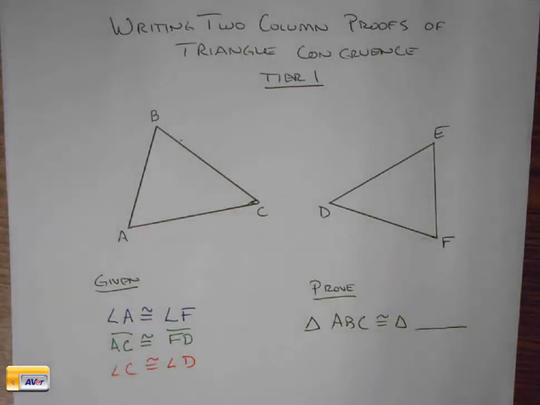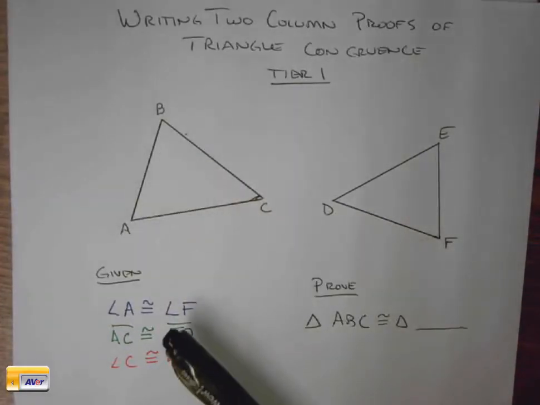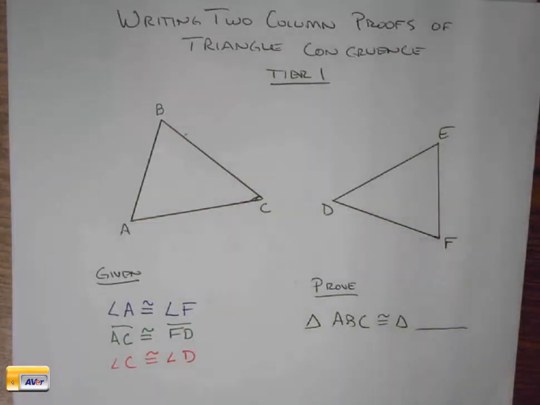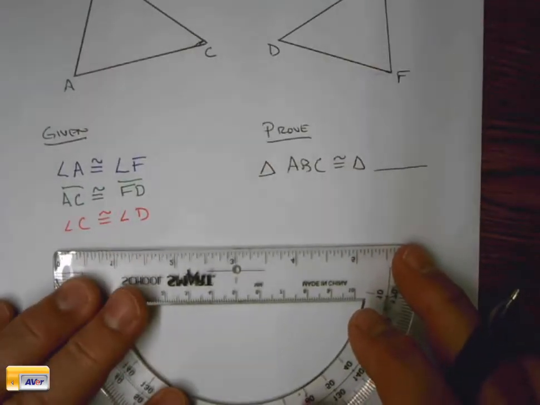We're going to talk briefly today about writing two-column proofs of triangle congruence. This is tier 1. This is the basics. So if you're presented with two triangles and you're given various pieces of information about their congruence and you want to try to prove that they're congruent, we're going to use a process called a two-column proof. We've done this before in other elements, of course.